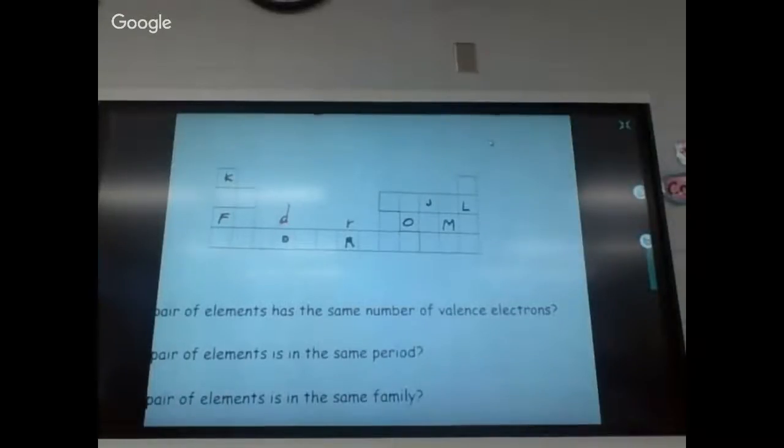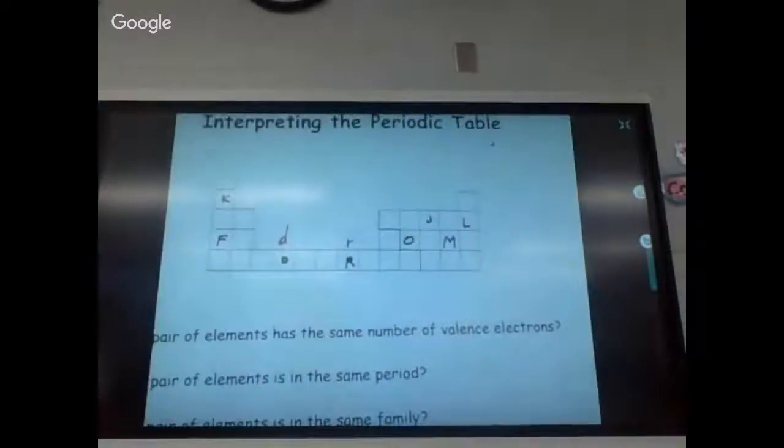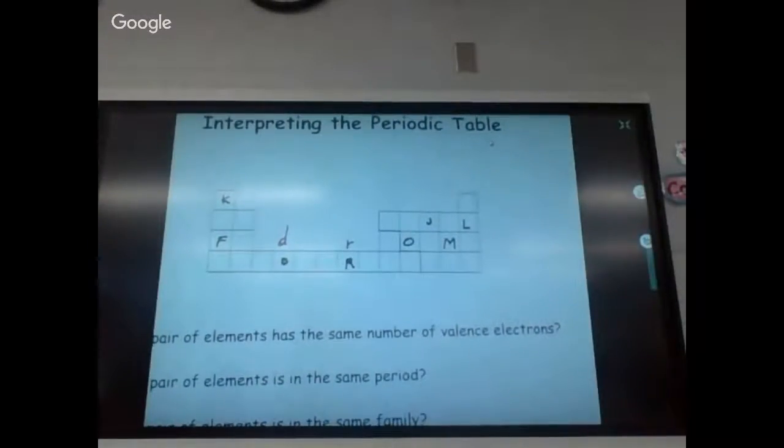All right? Which element has the smallest atomic number? So who would have the smallest atomic number out of all of those? K. Okay? If you look at the placement of the elements on the periodic table, okay?